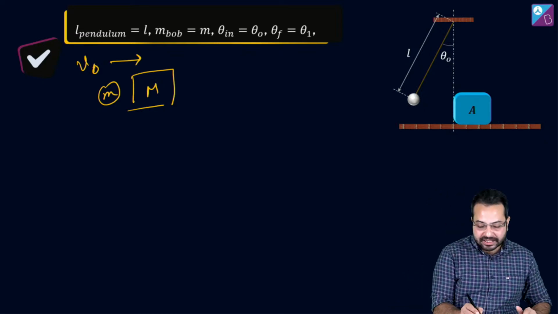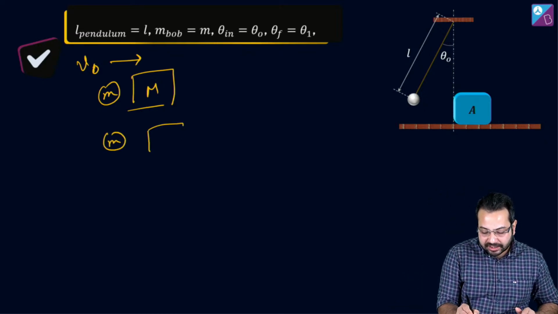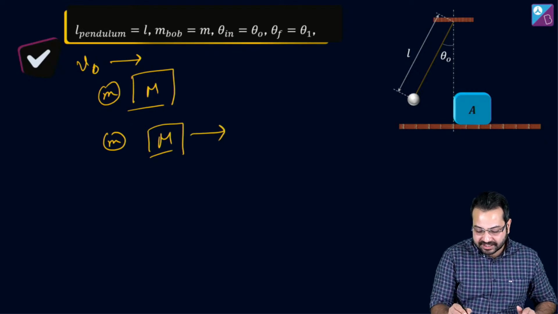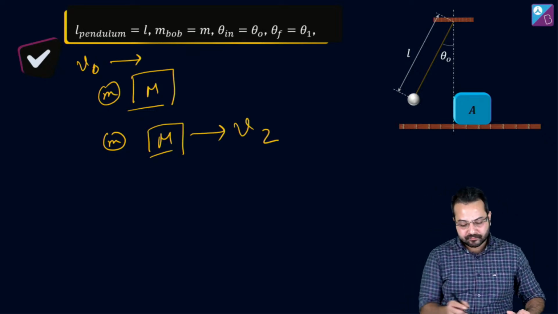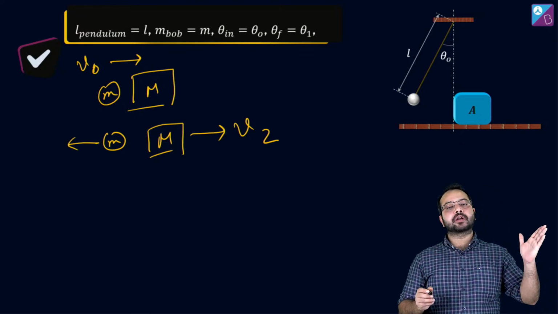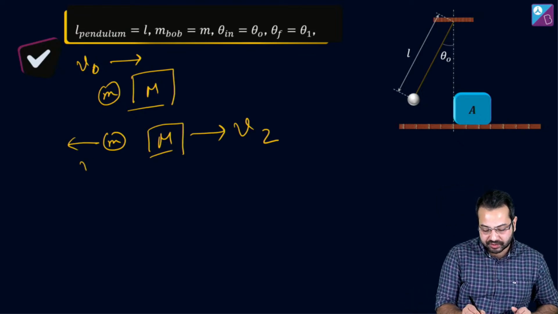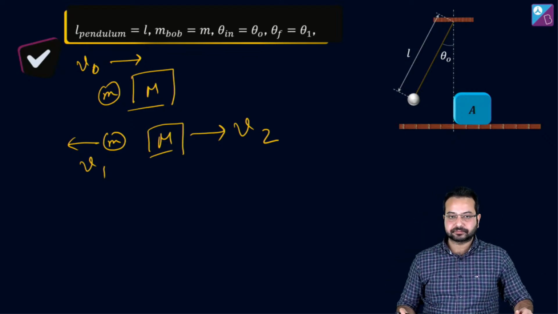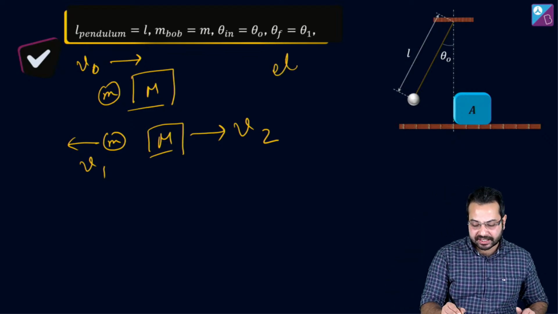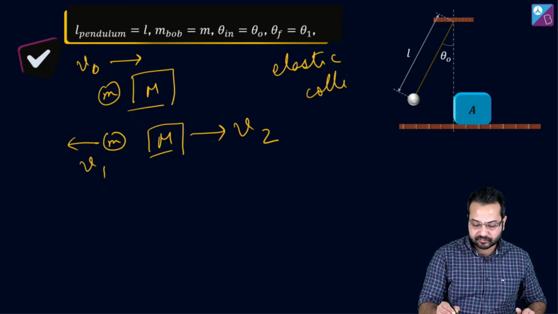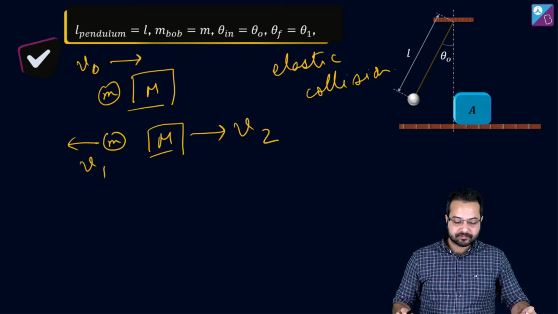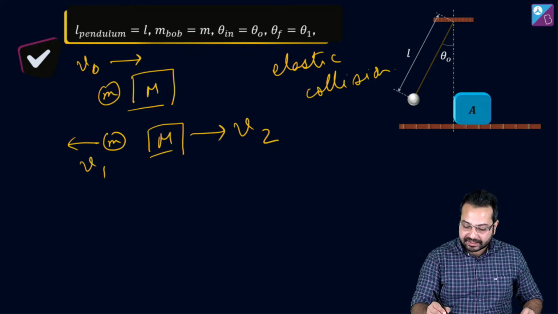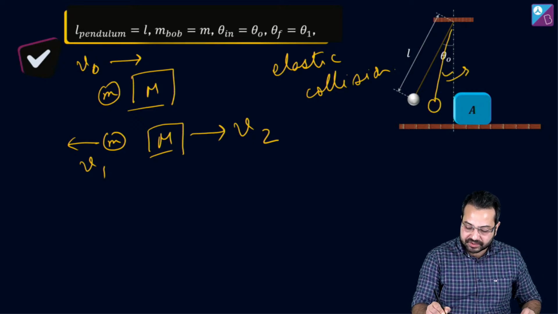After that, capital M is going to move with a velocity, let's call it V2. Capital M starts moving with the velocity V2, and small m obviously is going to start moving in the opposite direction. Let's call this velocity V1. Collision is happening there. It's an elastic collision. What we want to find out is this angle theta 1.